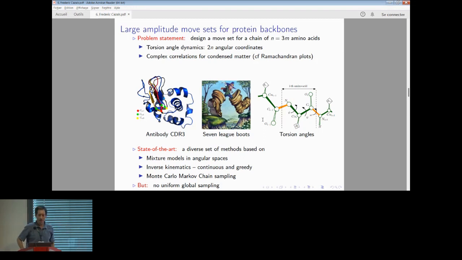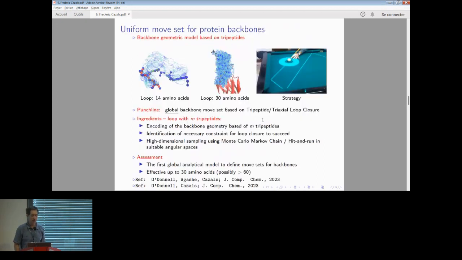The difficulty is that nowadays these methods essentially work using tripeptides, and in fact, if you have been using Rosetta, the Rosetta kick is also based on TLC. But what was missing was a move set processing an entire chain coherently. And so this is what we have been able to do. We developed a global analytical model for a whole polypeptide chain. I'm not going to discuss it, it's a bit elaborate, but what you end up with is a method which generates of the order of 10 to 20 conformations of a long chain per second.